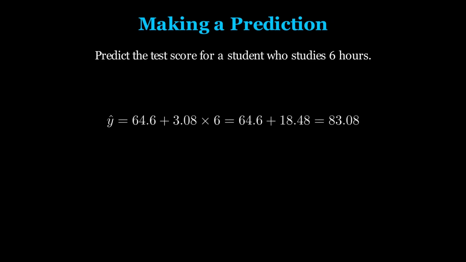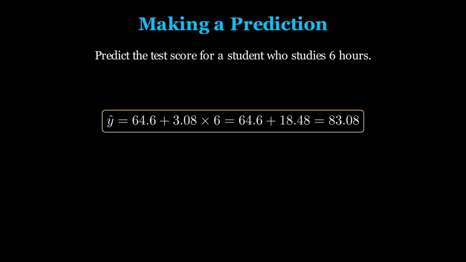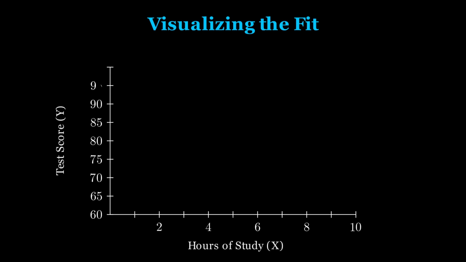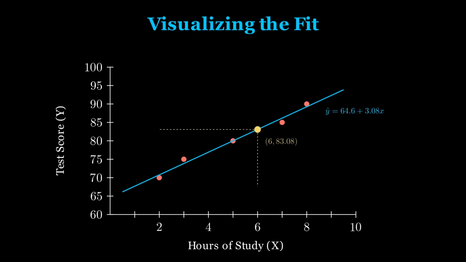Now let's use our equation to make a prediction. If a student studies 6 hours per week, the predicted test score is 64.6 plus 3.08 times 6, which equals approximately 83.08. Let's see this visually. Here are our 5 data points plotted and the regression line running through them. And here's our prediction. At x equals 6, the model predicts a test score of about 83.08. The dashed lines show exactly where this point falls on both axes.